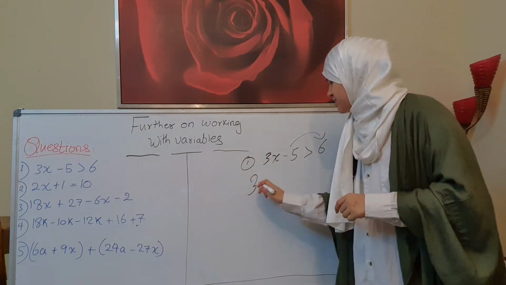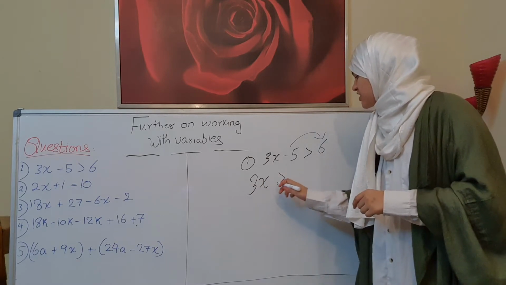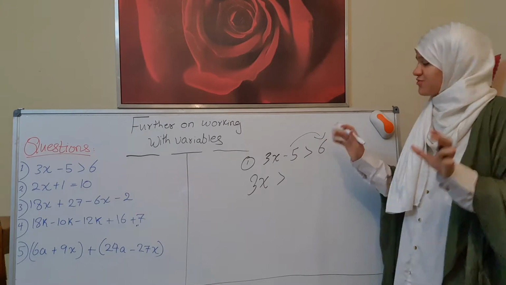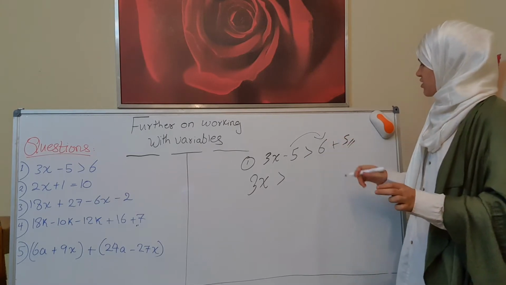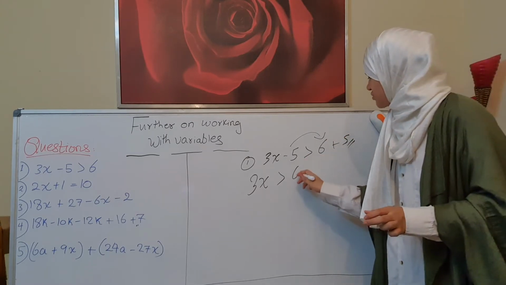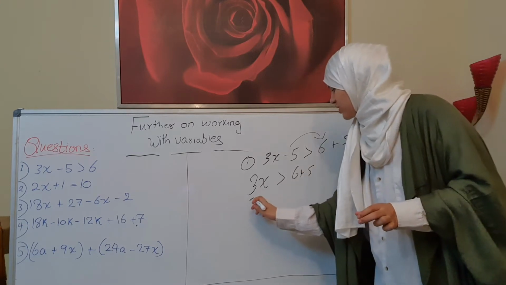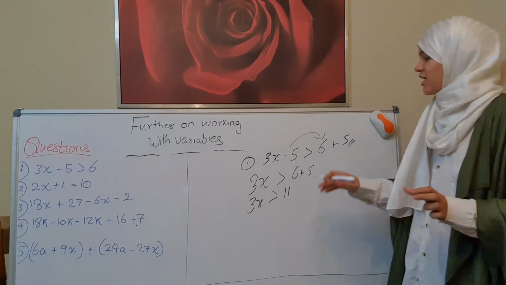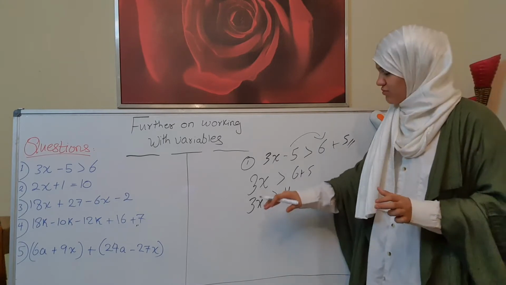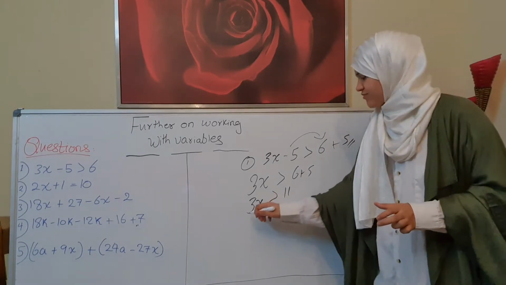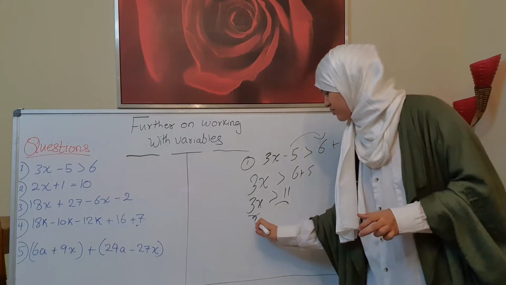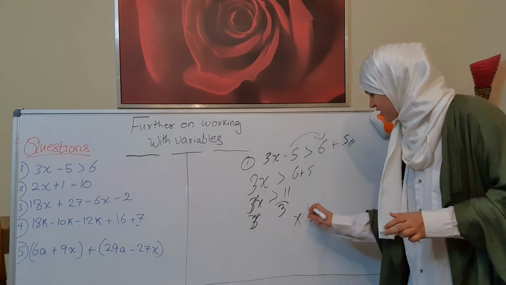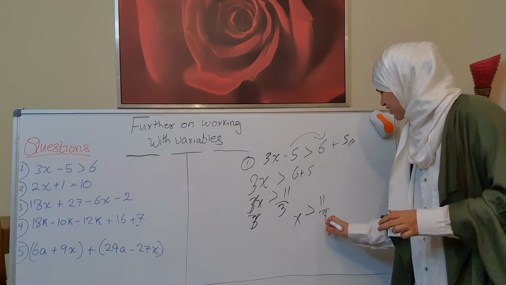That means 3x, and of course after we shift negative 5 to 6, it will be positive 5. That means 6 plus 5 is equal to 11. 3x greater than 11. Now divide both sides by 3. So x is greater than 11 over 3.